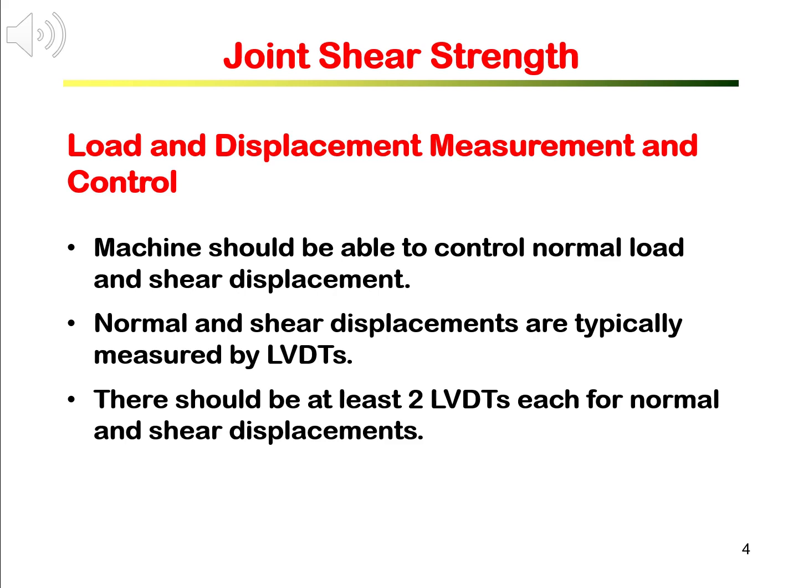Therefore, the shear machine should allow for load and displacement measurements and the control. Commonly, the machine should be able to control normal load and the shear displacement. For example, control the normal load at a constant and the shear in the joint at a constant velocity. Normal and the shear displacements are typically measured by LVDTs. There should be at least 2 LVDTs for normal displacements and 2 LVDTs for shear displacements.